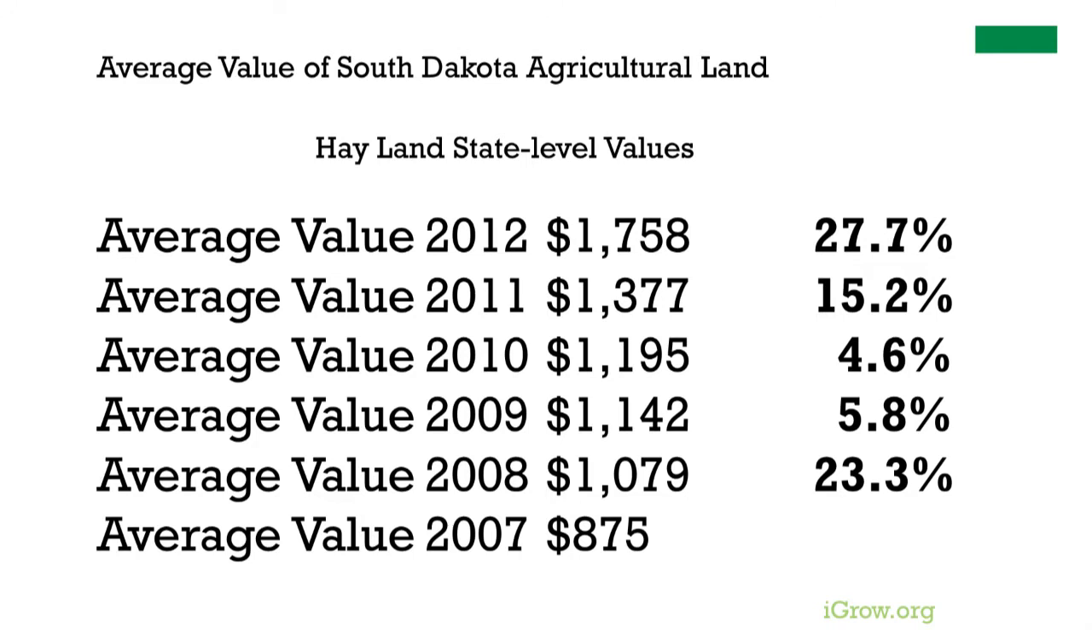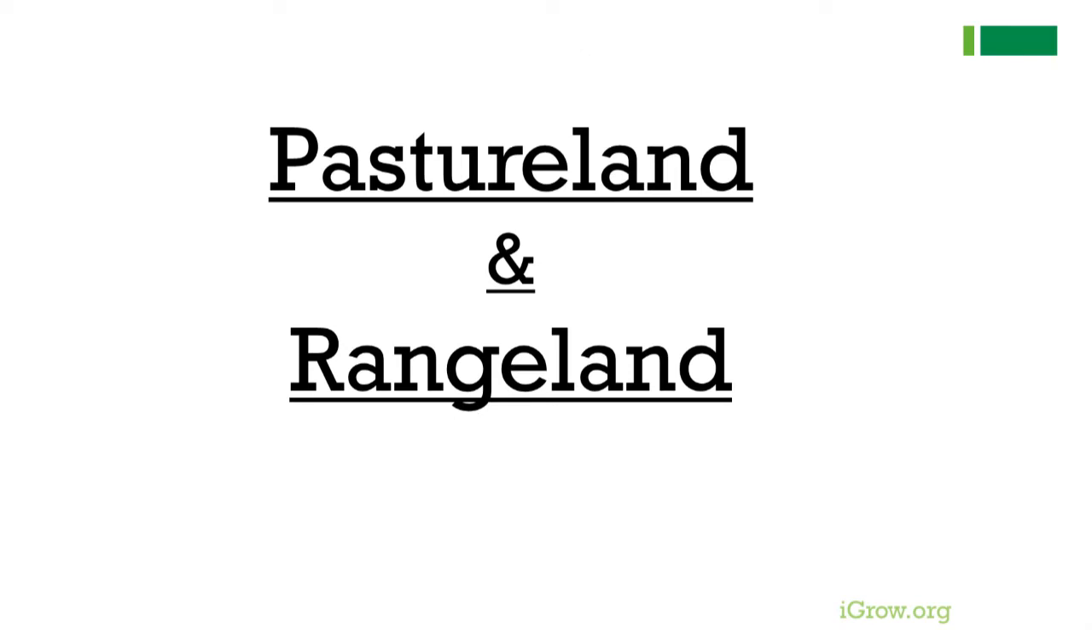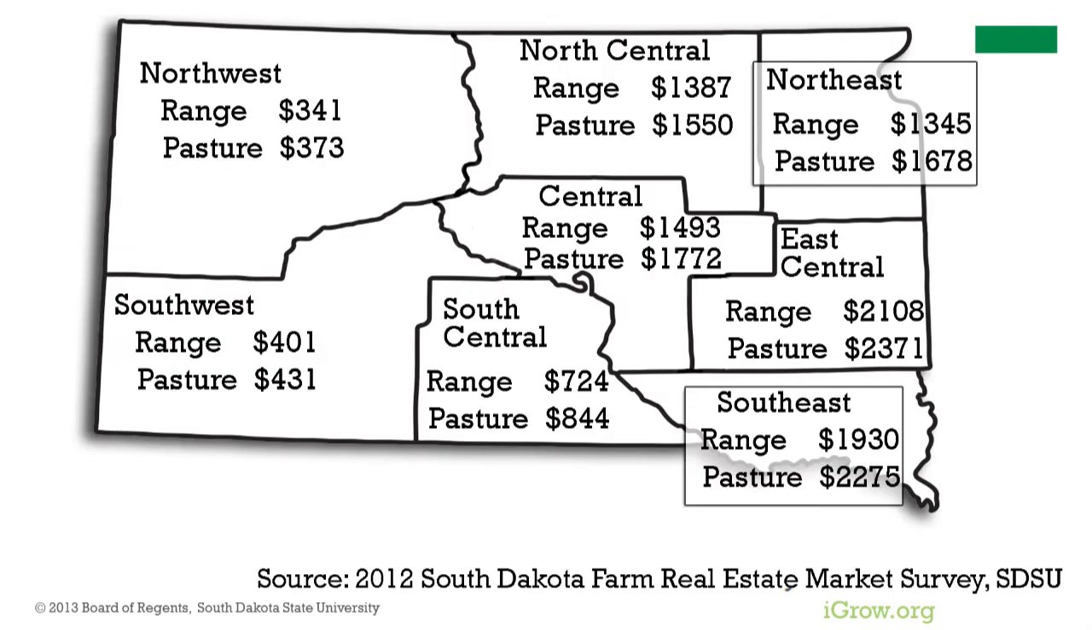The next category of land that we'll look at, pasture land and rangeland. For pasture land and rangeland, we see the same kind of pattern with our highest values in the southeast region, lower values in the northwest region. The difference between range and pasture is rangeland is generally going to be native pasture ground, with pasture being more of the improved pasture, where it's had perhaps some additional seeding, maybe some additional fertilization, but something to make that a better pasture than the native grassland would be.